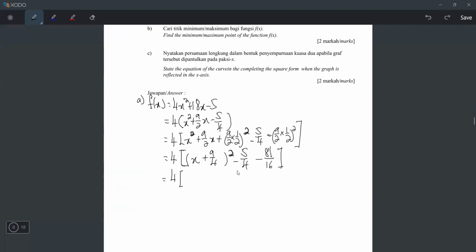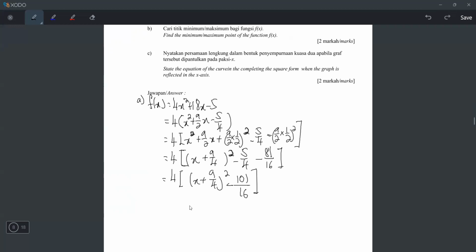So now can yang ni dengan yang ni boleh buat kan? So let's do it. So it'll be 4 big bracket x plus 9 over 4 square. Okay, I can press this in my calculator. So let's press. Okay, negative 5 over 4, okay, it's 81 over 16, minus 5 over 4 plus 81 is 101 over 16. But it's negative lah. 101 over 16. So like this.